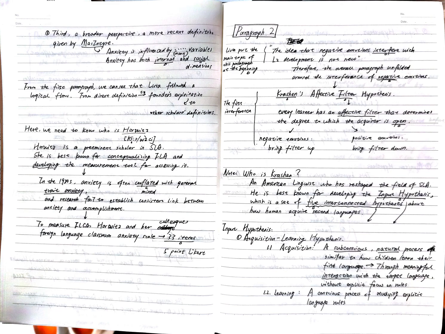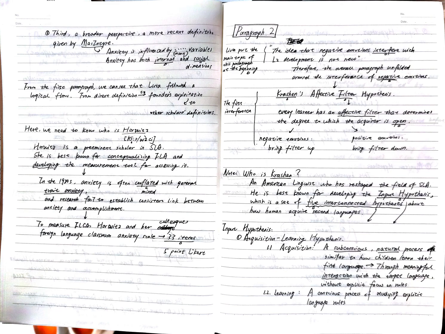And paragraph 2 mainly introduced the interference of the negative emotions, which moves from the definition to a kind of further dimension of this concept. So at the very beginning, Olivia put the main topic of this paragraph. So, quote, the idea that negative emotions interfere with L2 development is not new.